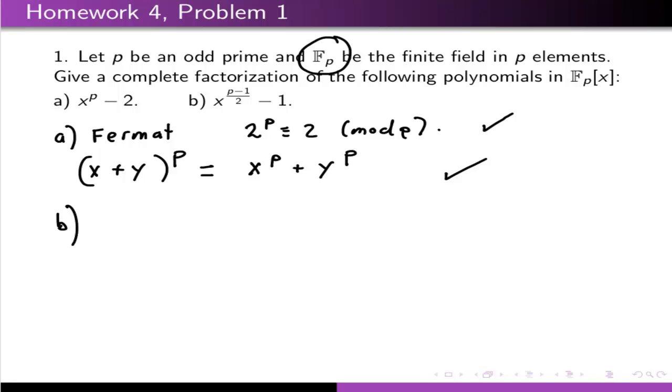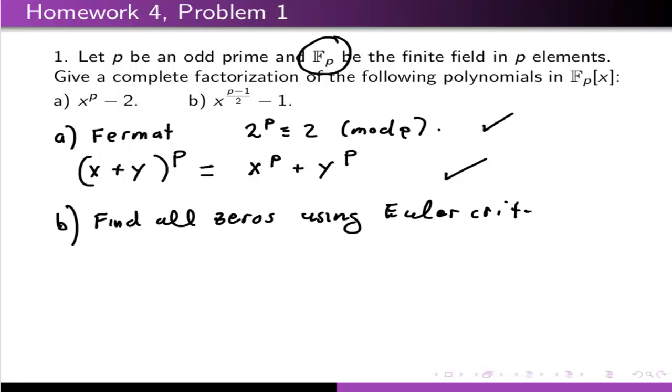And then on part B, you should recognize the p minus 1 over 2 power reminds us of the Euler criterion. So just find all of the zeros using the Euler criterion. And so you should be able to characterize precisely what these p minus 1 over 2 zeros are and write a complete factorization.